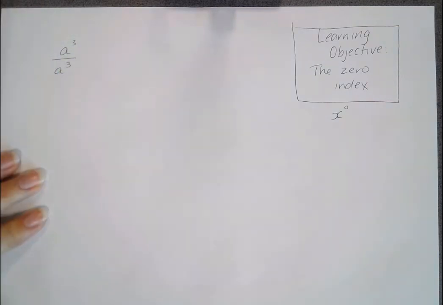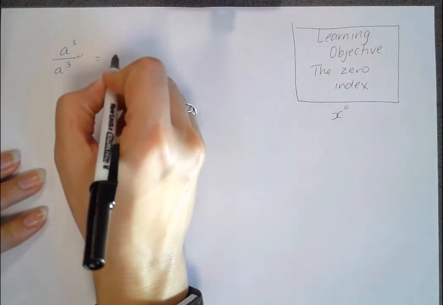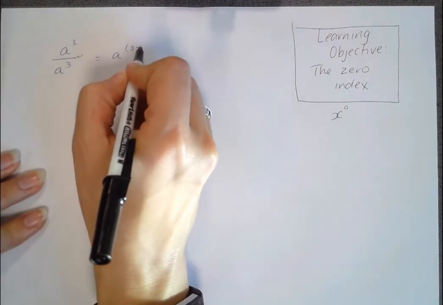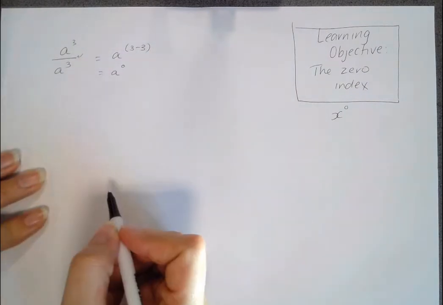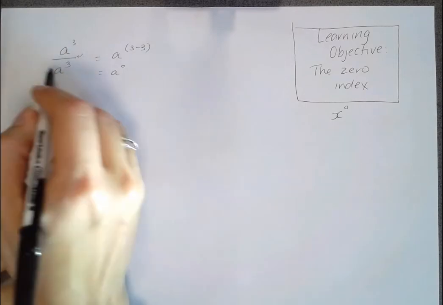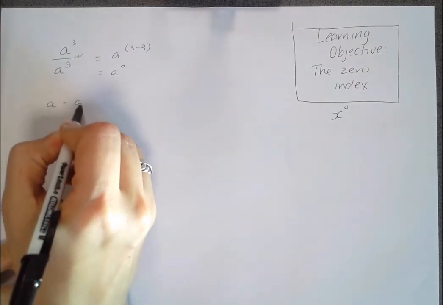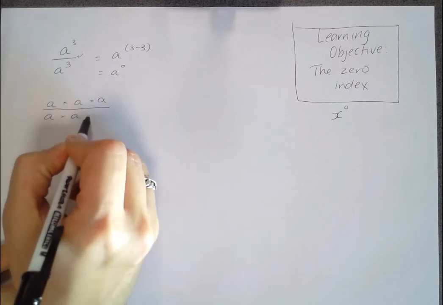Now we know if we use all of our other laws that what we would have to do with this, because it's a divide, it would be a to the power of 3 minus 3, which is also a to the power of 0. So we're going to find out what that looks like if we expand it to start with. So we know a to the power of 3 means a times a times a, and on the bottom we've also got a times a times a.